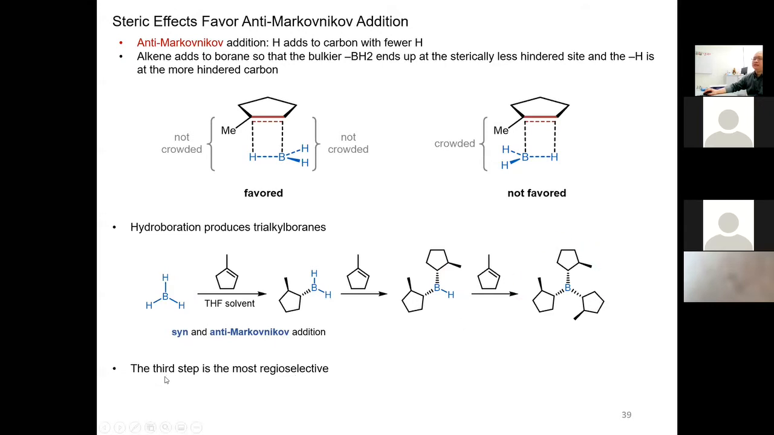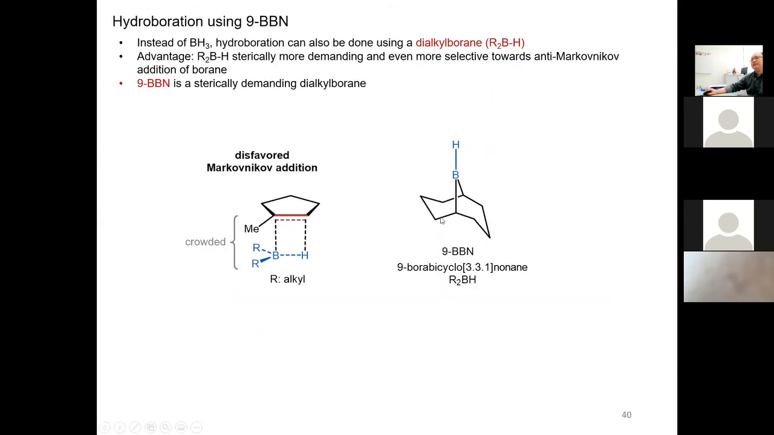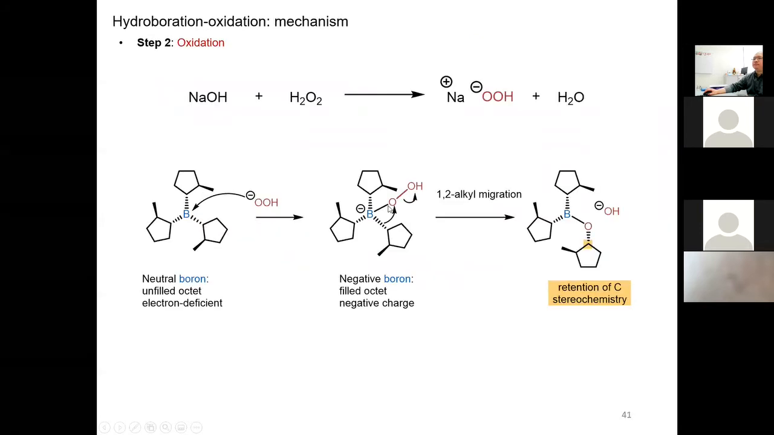And we also talked about how the third addition is the most regioselective because the boron of the third reaction is the most bulky. You can imagine if this boron is very bulky, this is very unfavored. So that's why we can use 9-BBN, a boron with very bulky substituents. In this case, the boron will have a huge clash with the methyl here, which would eventually lead to the anti-Markovnikov addition. Okay, the oxidation, we slid through it quite briefly, so I'm going to talk about it in detail.